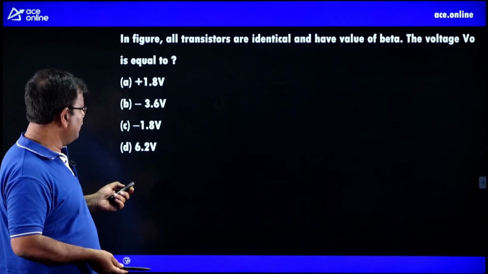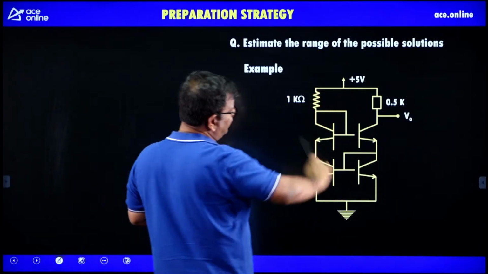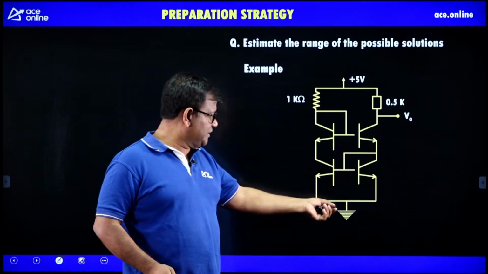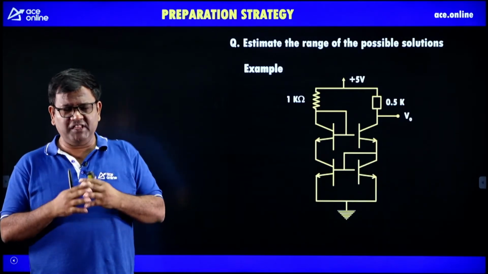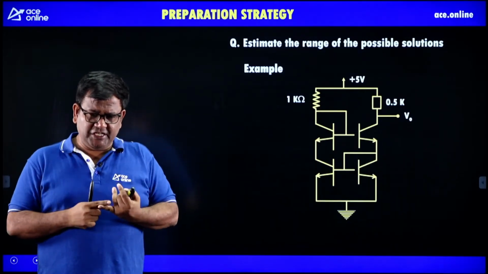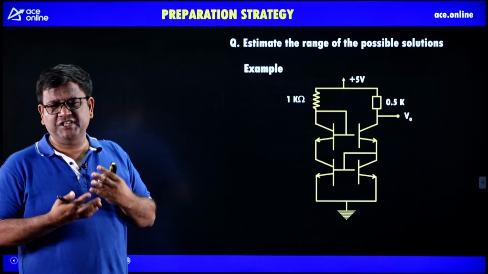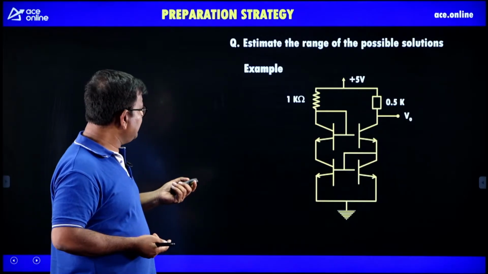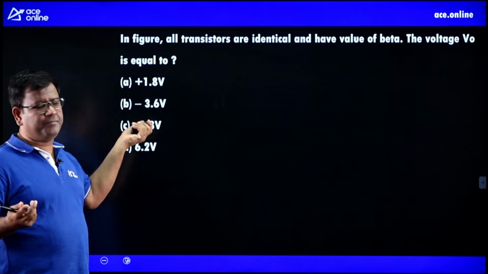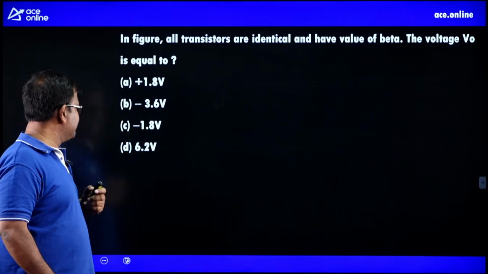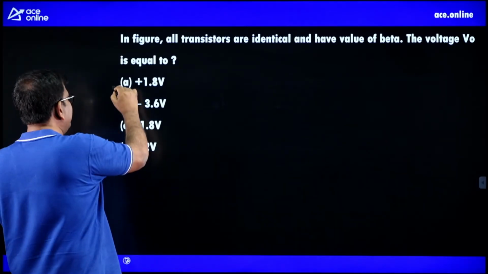Even before I solve the question, please see here, this end is ground and this end is 5. So ground is 0 and this is 5. So what are the numbers between 0 and 5? What are the numbers between 0 and 5? 0, 1, 2, 3, 4, 5, right? So these are the numbers between 0 and 5, and look at the options given in GATE exam. Minus 1.8, you don't get between 0 and 5, minus 3.6, 6.2 and 1.8. So hopefully 1.8 is the right answer.